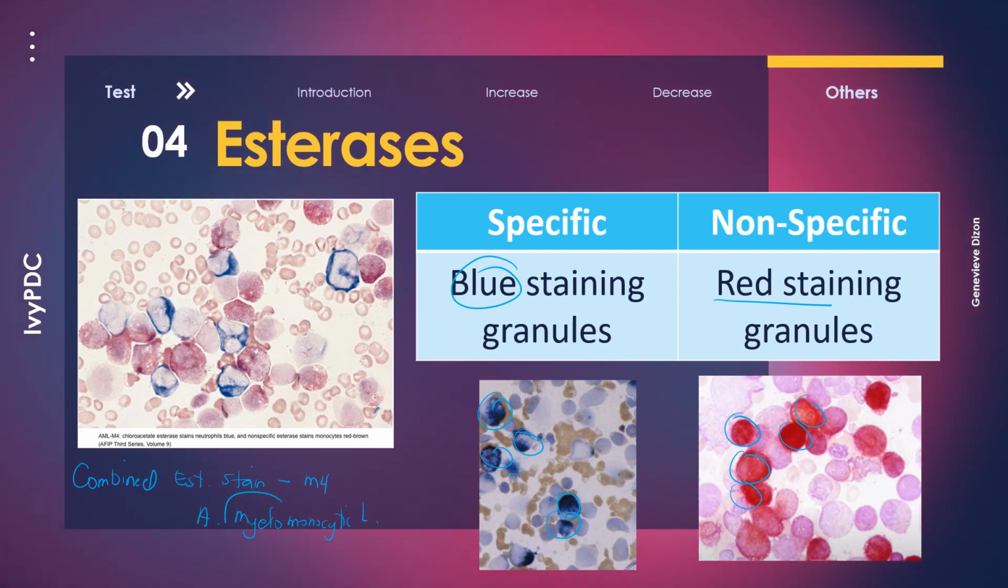leukemia. Since M4 would have the myeloid cells or the granulocytes, it would stain positive for the specific esterase, which is shown as blue staining granules, and for the monocytic part, which is for the non-specific stain, will stain as red staining granules in the cytoplasm of the cell. So if both of these are present or positive, then that means that the patient may have M4 or acute myelomonocytic leukemia.